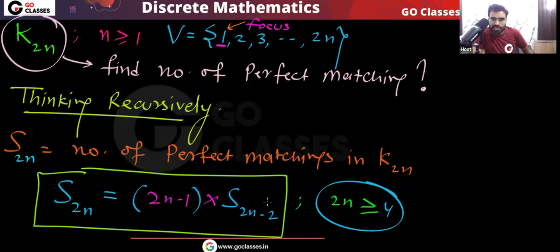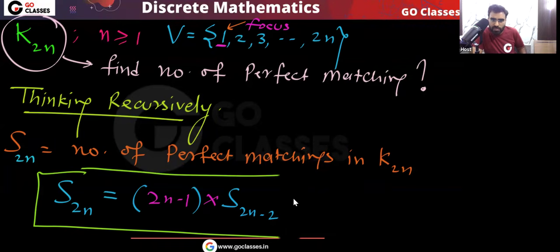Okay. Basically, this recurrence relation will work when 2n is greater than or equal to 4, or n is greater than or equal to 2. The point is where 2n is greater than or equal to 4. That's it.